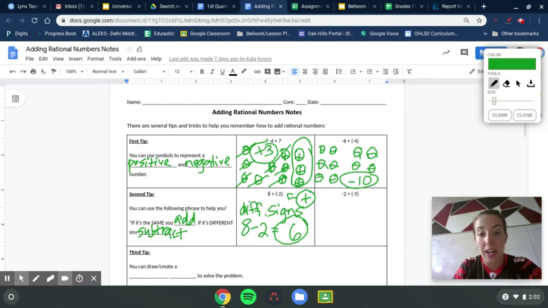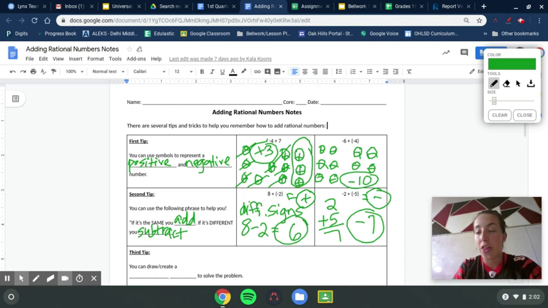Okay, let's do the second one. The second one has -2 and -5. The biggest number is a negative, so my answer is going to be negative. I always check to see if my answer is going to be positive or negative first. Then I'm going to look at the signs and see if they are the same or if they are different. Since they are the same, they're both negatives, I'm going to add them together. So 2 plus 5 gives me 7. So then my answer is going to be -7. Because they're the same sign, I add them together and I took the sign of the bigger number, which was a negative. So my answer is -7.